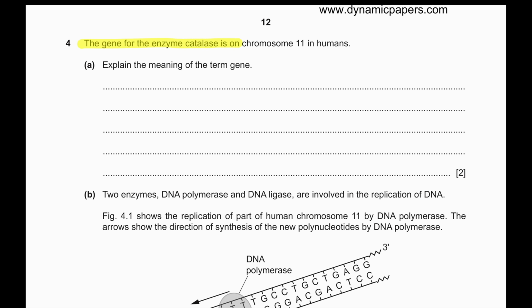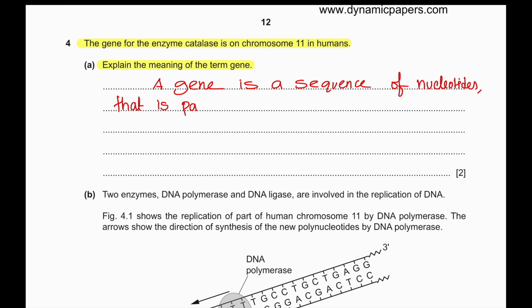The gene for the enzyme catalase is on chromosome 11 in humans. Explain the meaning of the term gene. So we can write the definition as follows. A gene is a sequence of nucleotides that is part of DNA and it codes for a polypeptide.